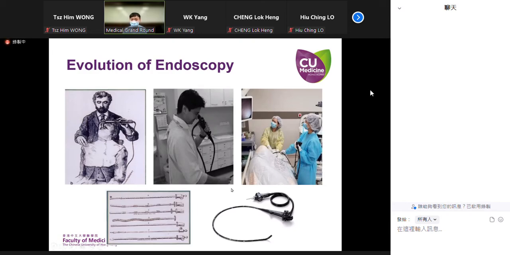But the totally flexible endoscope was also made possible after the invention of fiber optic cable, and it was first introduced in the year 1957. And in the next 30 years, the development of the charge-coupled device actually revolutionized the whole system of endoscopy. And nowadays, we have very modern video endoscopy, and we can look at the very beautiful image on the video instead of looking at it with our bare eyes.